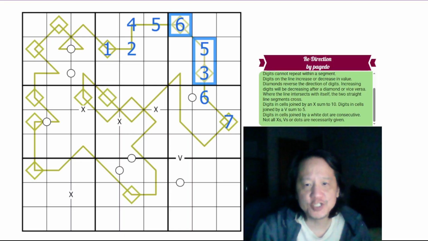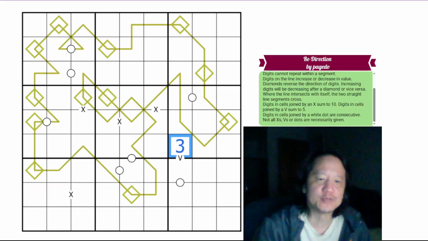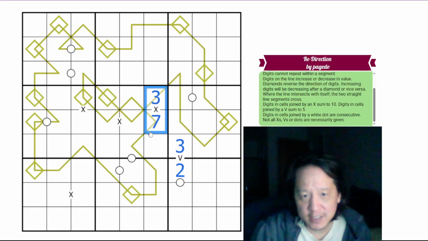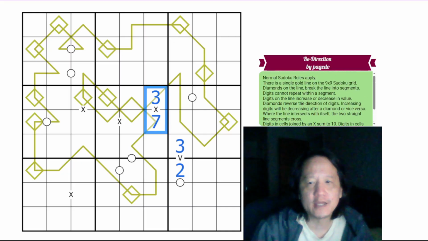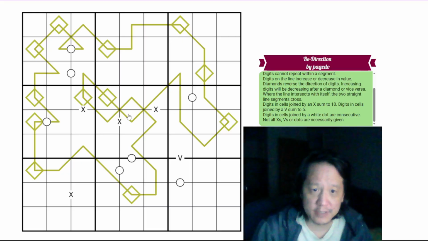We have digits in cells joined by an X sum to 10, and digits in cells joined by a V sum to 5. So, for example, if this were a 3, this would have to be a 2, because these two digits must add up to 5, because they have a V in between them. Say this was a 3 here. This would have to be 7, because these two digits must add up to 10, because there's an X in between those digits. And those are all the rules. If you'd like to play along, there's going to be a link in the description. And now, I'm going to get started. Let's learn how to Sudoku.